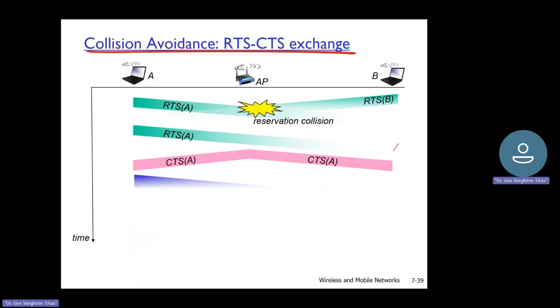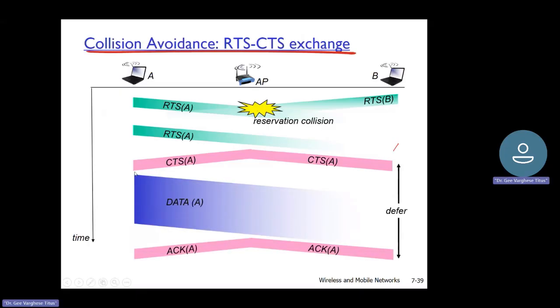Once that clear to send is received, A transmits the data. But since B has received this signal, that is CTS for A, it knows that the access point is busy with something else, so it has to stay back. That is why it is called deferring. It's staying back. A transmits, and the access point gets it. Once everything is done, the access point sends an acknowledgement to A.